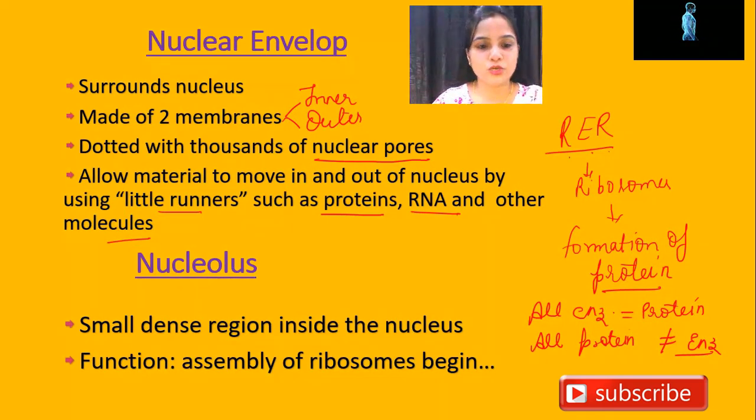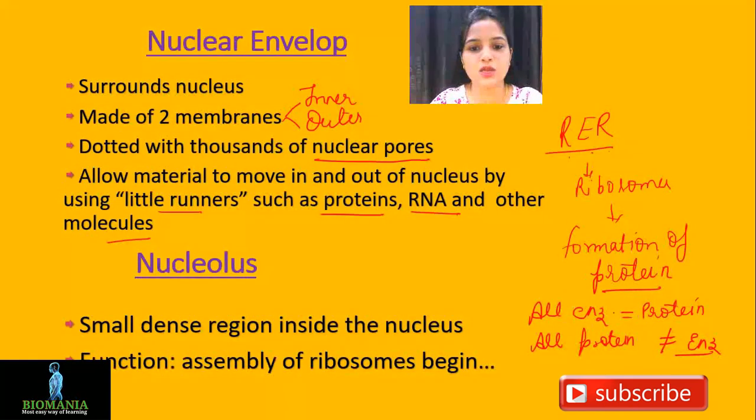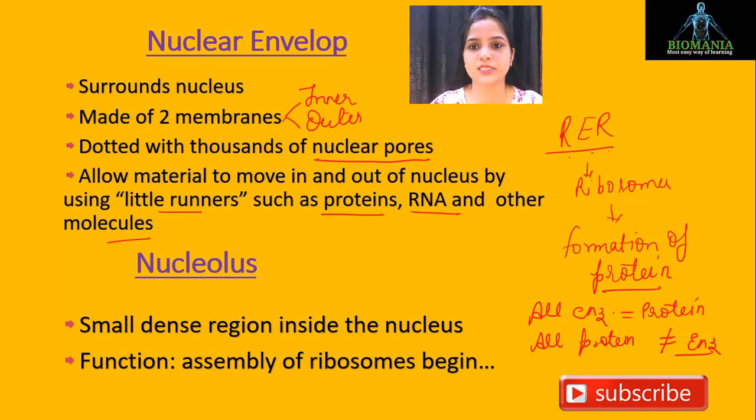Now I have told you that there is a dense region which I have shown you in that diagram, and that region is known as the nucleolus, the place where the assembly of ribosomes begins. So that is also a very important point. Actually, the formation of the nucleolus occurs only at a particular moment; it is not always present in the nucleus. At that moment it will form and you are able to see it only then. After that you are not able to see the nucleolus inside the nucleus.